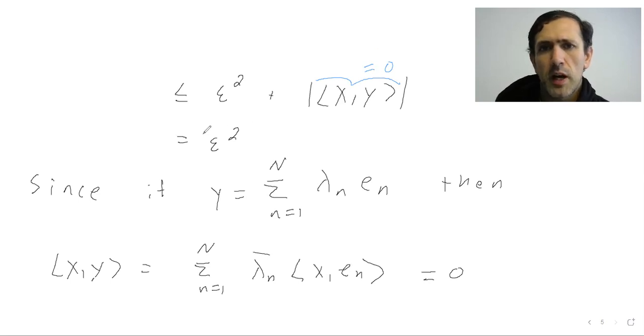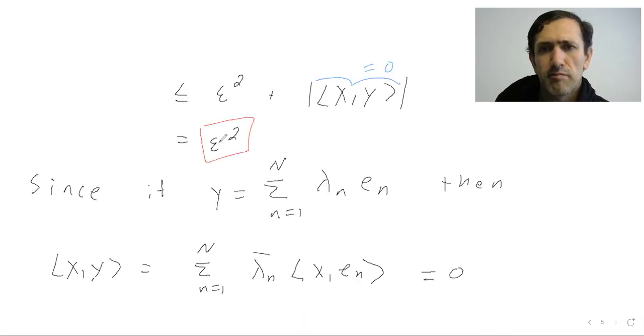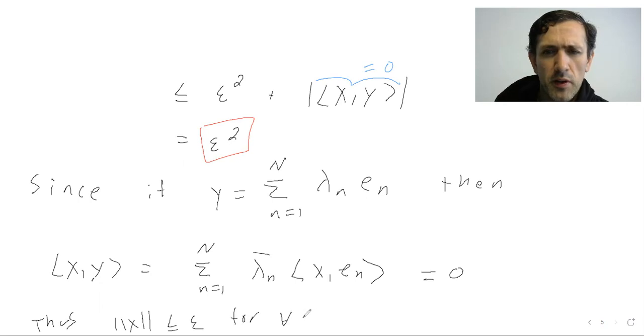Okay. So what did we prove? We proved that the norm of x squared is less than or equal to epsilon squared. Take the square root of both sides, so the norm of x is less than or equal to epsilon. Since epsilon is bigger than 0, this implies x equals 0.